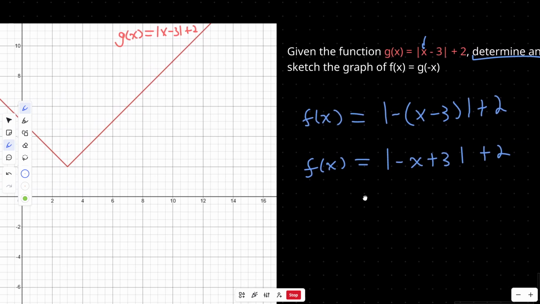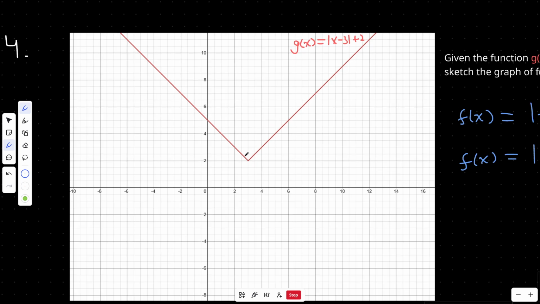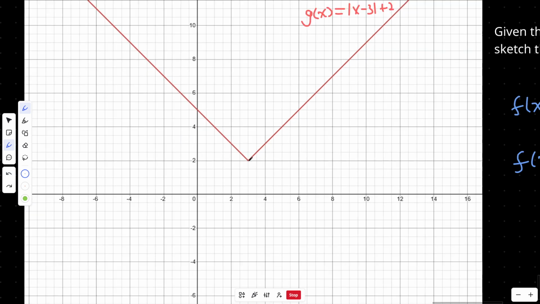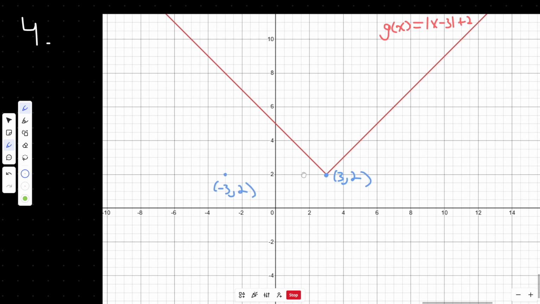Now, to answer part B, all we have to do is apply a horizontal reflection to this function here. So I'm going to keep the y values the same, but I'm going to reflect them across the y-axis. I'm noticing the point is at 3, 2. That's going to be reflected all the way across the y-axis, so it's going to be at negative 3, 2. Notice how we're keeping the same y value, but we're just multiplying our x values by negative 1.